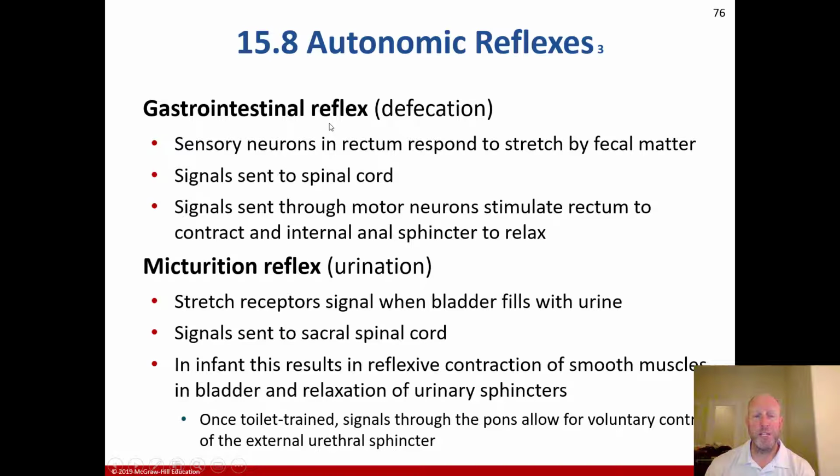As far as gastrointestinal reflex, defecation, sensory neurons in the rectum respond to stretch by fecal matter. Signals are sent to the spinal cord. Signals are sent through motor neurons that stimulate the rectum to contract and internal anal sphincter to relax.